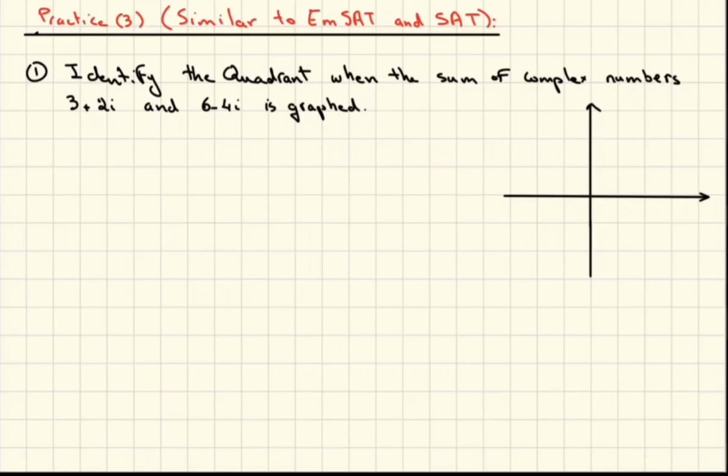In this video, we're going to do some practice on questions similar to the EMSAT or SAT exam. The first question is: identify the quadrant when the sum of the complex numbers 3 plus 2i and 6 minus 4i is graphed. The first step is to add these two numbers because they said sum of.